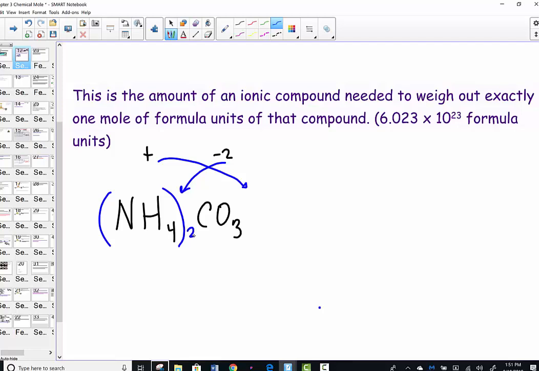NH4 taken twice, CO3. That's the chemical formula for the compound called ammonium carbonate. I'm trying to integrate last week's lesson to help us keep practicing. Ammonium carbonate is built of 2 polyatomic ions. I crisscross charges. In order to take groups of polyatomics, we have to put them inside a parenthesis with the subscript outside. Now, with the next new part of our lesson, we're trying to calculate how much I would weigh out to get 1 whole mole of that compound.